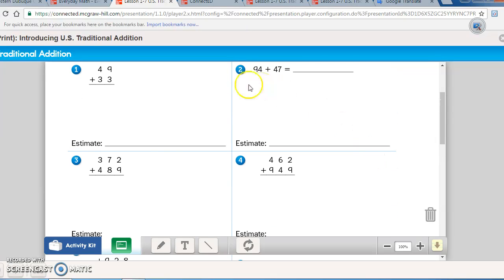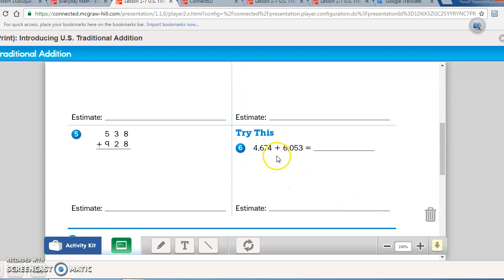Now remember, when you get into the larger numbers, your estimate, you're probably going to round to the tens or the hundreds place, either one. And for this last one, you're going to want to round to the hundreds or the thousands place. Stop the player now. Do your estimate.